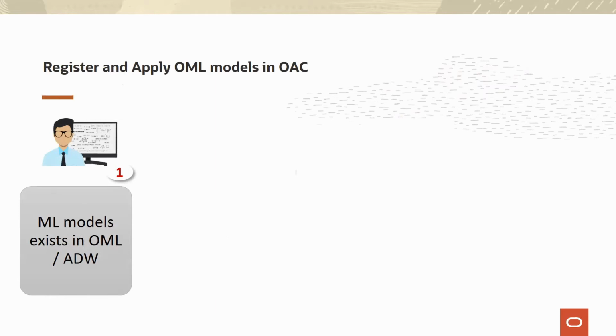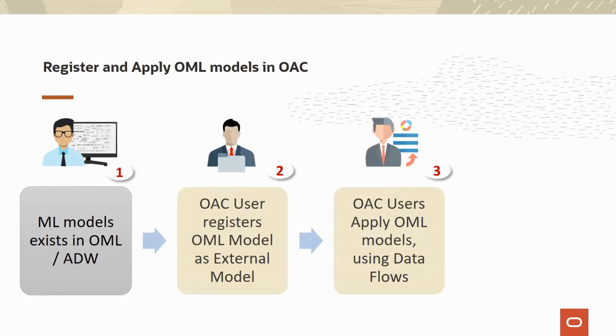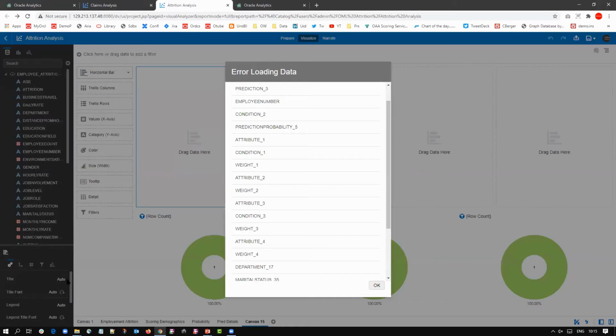If a data scientist has built machine learning models in OML, then I, as an OAC administrator, can simply register this in OAC once the data scientist is done with building the model. Once I have registered this, all my OAC users can go ahead and apply it. As they run it, nothing is moved from the database. It all executes in ADW. Why don't I give you a live demo of this rapidly?